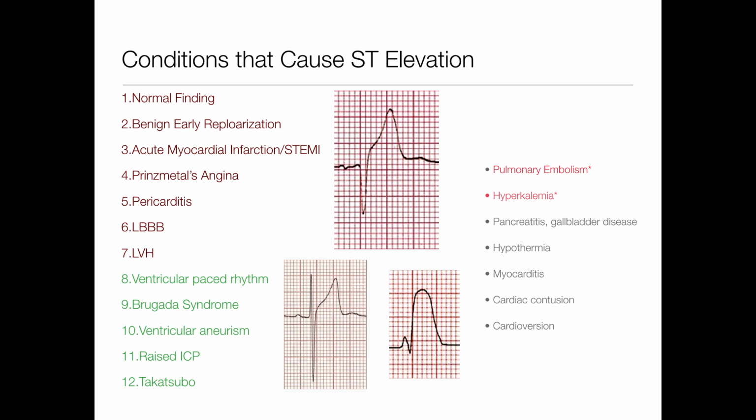So we've already talked about all these conditions in red, except for left bundle branch block and left ventricular hypertrophy, which we'll get to in this slideshow, and then we'll talk about the ones in green in this slideshow.